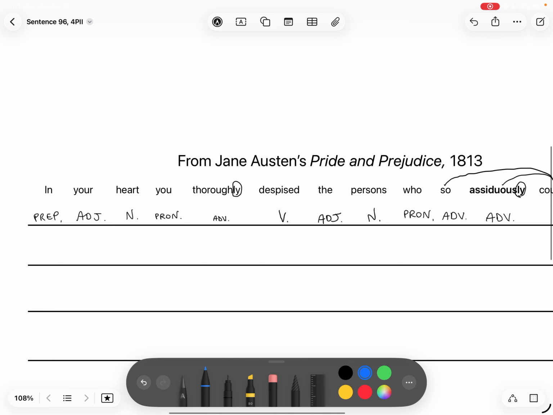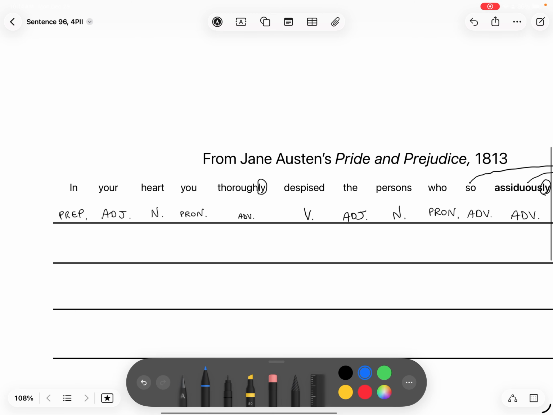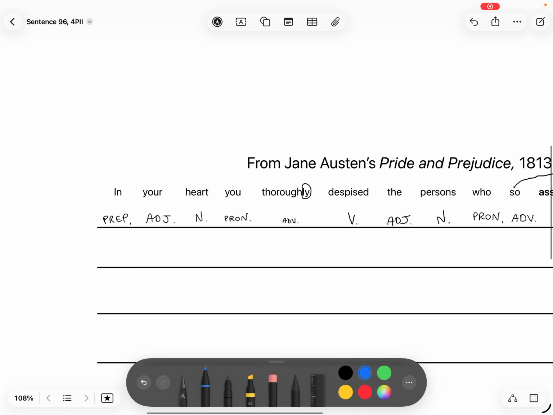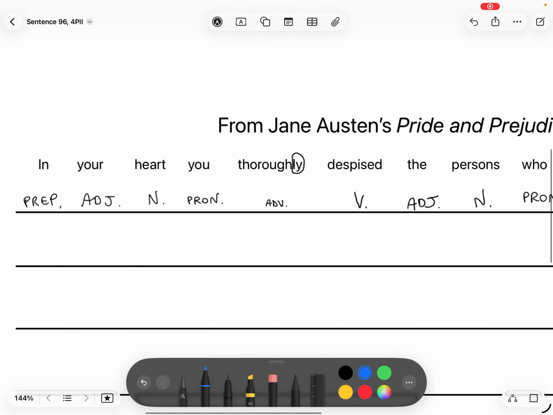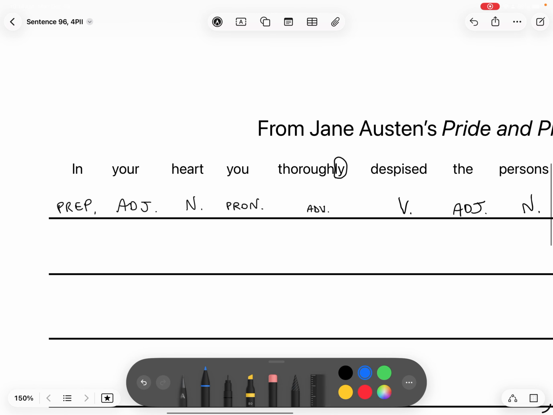We can also have several direct objects or indirect objects, depending on the type of predicate, which describe the object or the recipient of the action being taken by the subject. So here, usually a subject is going to be a noun or a pronoun. So we look for all nouns and pronouns in this sentence. Our first noun is heart here.